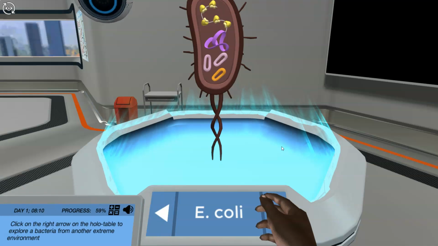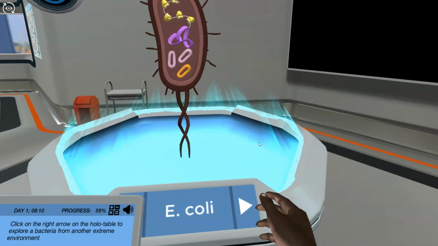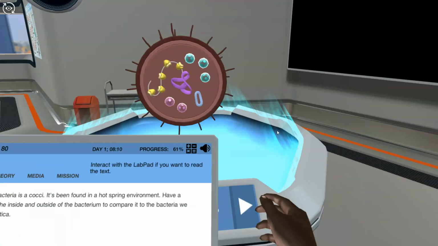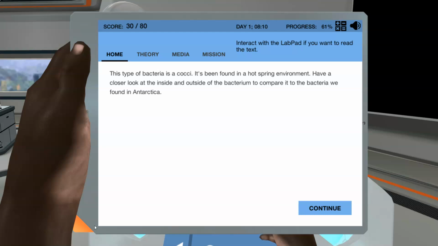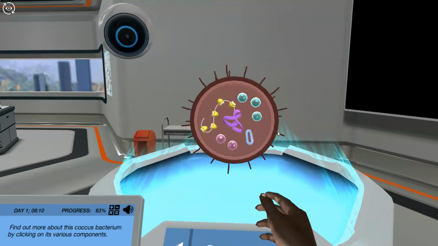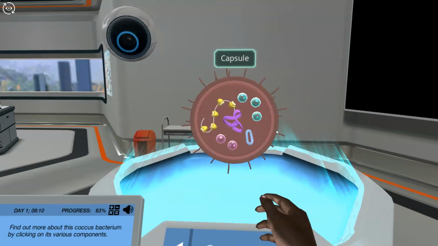Click on the right arrow on the hollow table to explore a bacteria from another extreme environment. This type of bacteria is a cocci. It's been found in a hot spring environment. Have a closer look at the inside and outside of the bacterium to compare it to the bacteria we found in Antarctica. Find out more about this coccus bacterium by clicking on its various components.